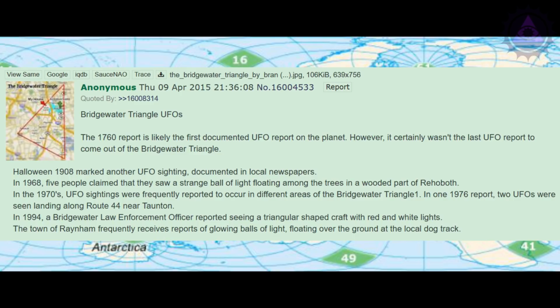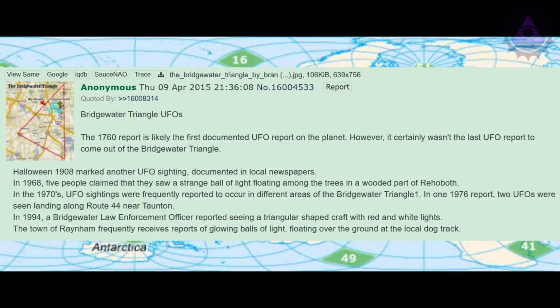Bridgewater Triangle UFOs. The 1760 report is likely the first documented UFO report on the planet. However, it certainly wasn't the last UFO report to come out of the Bridgewater Triangle. Halloween 1908 marked another UFO sighting, documented in local newspapers. In 1968, 5 people claimed that they saw a strange ball of light floating among the trees in a wooded part of Rehoboth. In the 1970s, UFO sightings were frequently reported to occur in different areas of the Bridgewater Triangle.